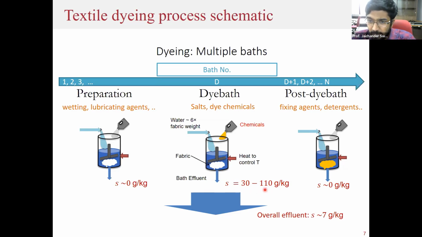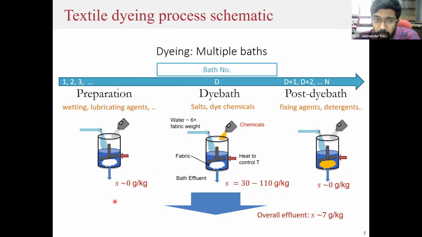So a range of salinity is mentioned here, with the fact that the amount of salt used is a function of the shade of color that we want to achieve in the fabric. So if you want a darker shade, then we would have to go to a more saline solution to enable higher uptake of color by the fabric. So we'll look at this in a little more detail going forward.